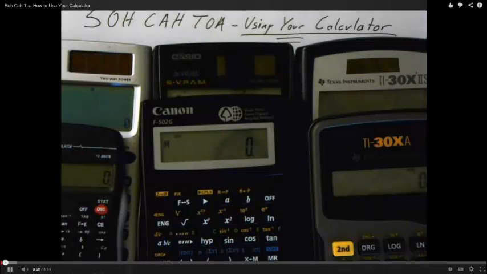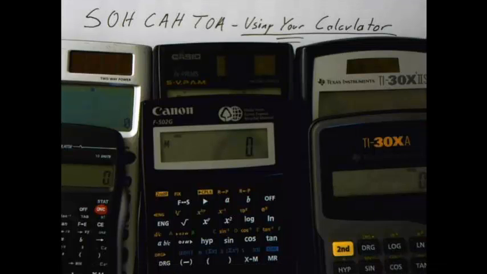Hey, welcome. I'm going to try to do a quick video on using your calculator. Now, there are tons of different types of calculators, but they really break down into two categories. So I'm going to sweep all these away and start.